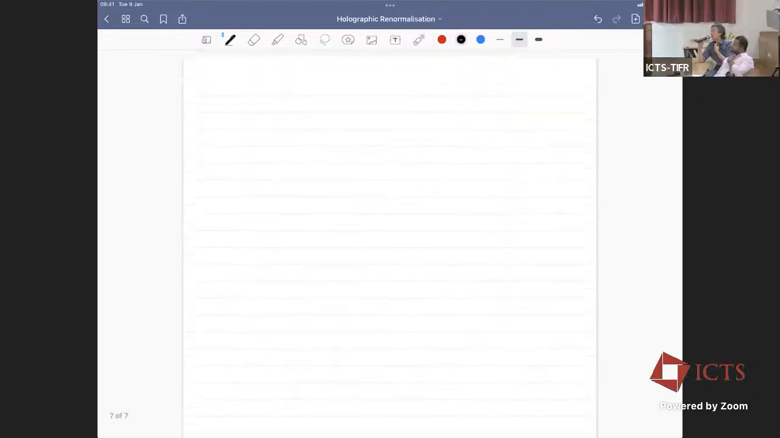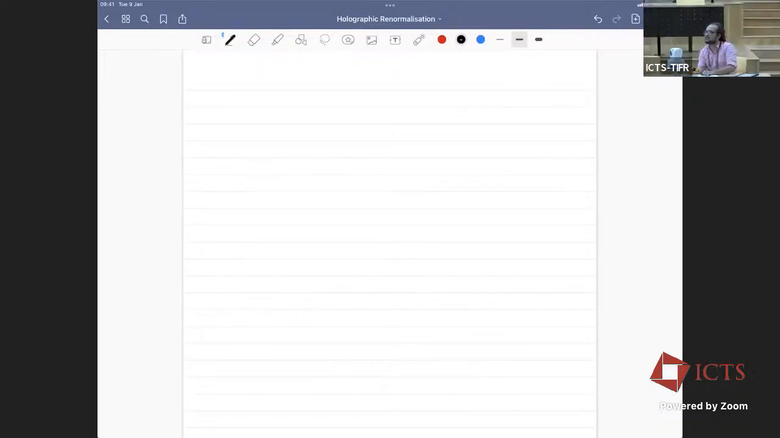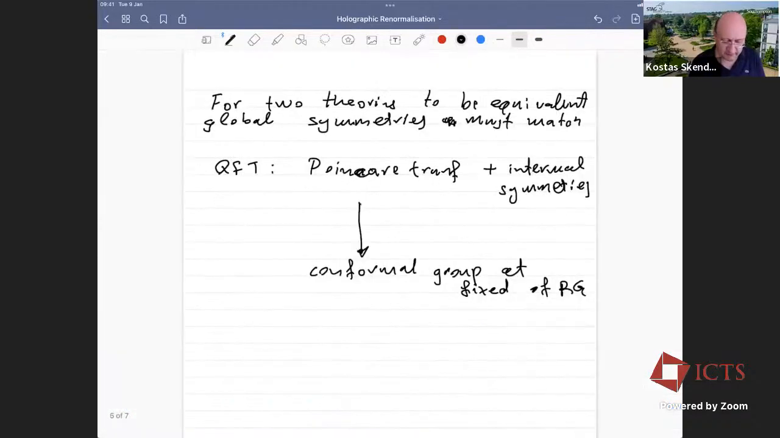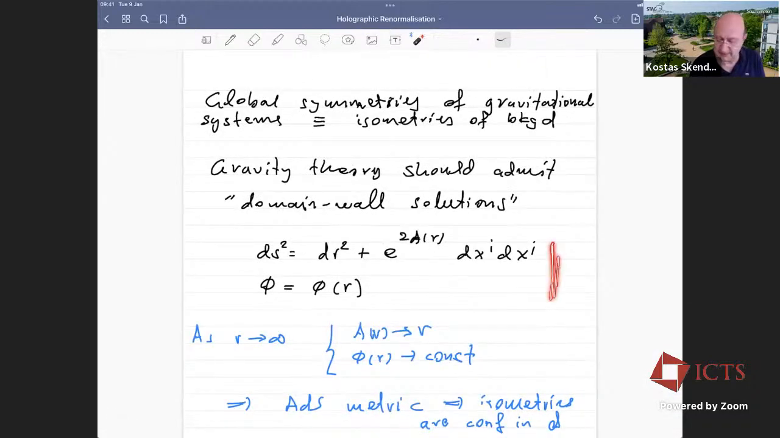So can I ask a question? Yes, of course. I did not quite get why you want these domain wall solutions exactly. So for a generic quantum field theory, the symmetries are Poincaré transformations plus possibly internal symmetries. So you want a gravitational solution which realizes Poincaré transformations as isometries and has a limit where these transformations become conformal. And the unique metric that does this is this one.